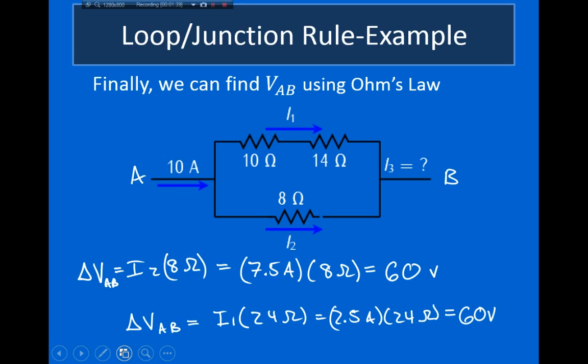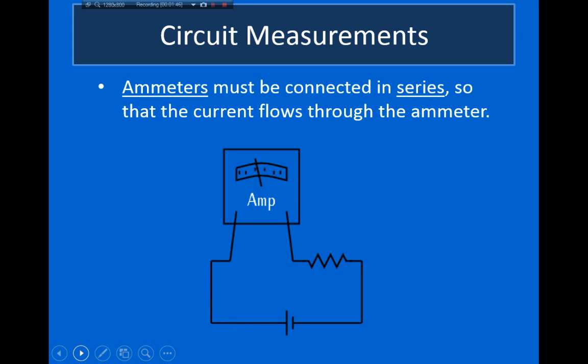And at this point, I think I'd like to end this discussion on the loop rule and the junction rule, and in the next video, I'm going to talk about how we can actually measure the voltage difference across different parts of a circuit or the current flowing through a circuit.